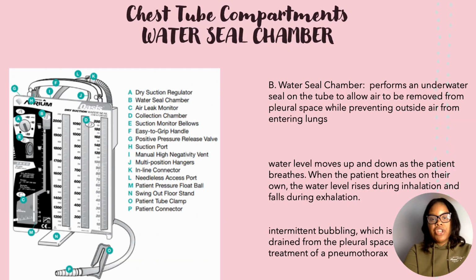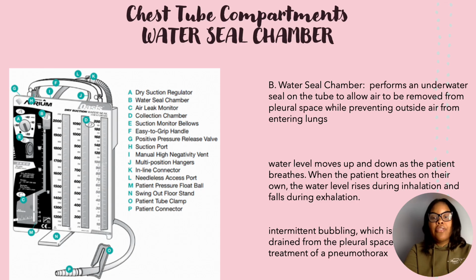All right, so the next chamber we're going to talk about is our water seal chamber. In order for us to have water in our water seal chamber, we have to add water to it. There is a little port on the side, and normally on the back of the chest tubes it will come with a little sterile water, and it comes with directions on how to add water to your water seal chamber. But don't worry about that. You will see all that in class, how you actually put together a chest tube.